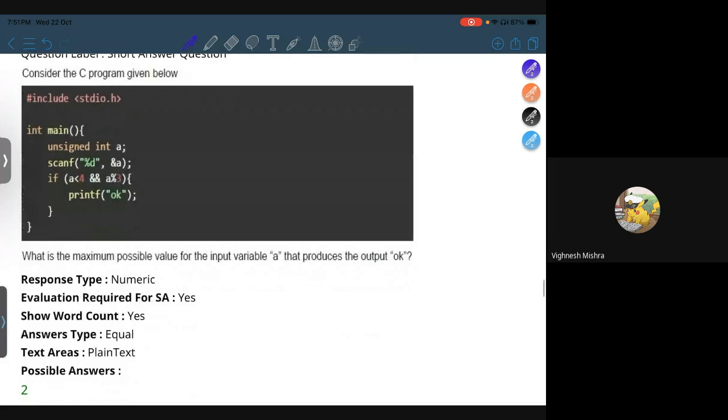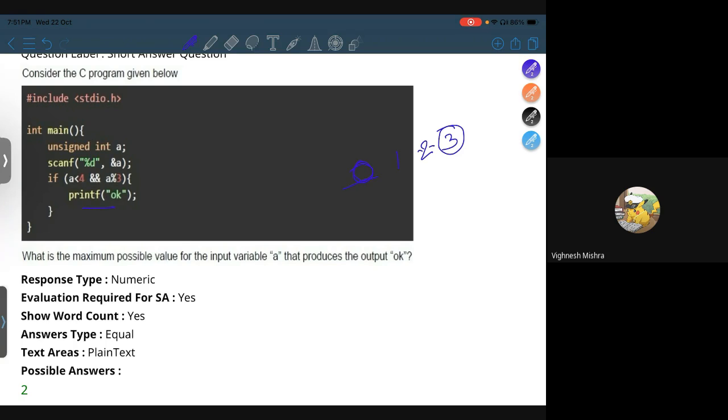What will be the maximum possible value for the input variable A? That process, this will output okay. The number should be less than 4. Okay, so the number can be 3, or 2, 1, or somewhere here. And it should be divisible by 3. 3 or 0. 3 is the maximum possible.